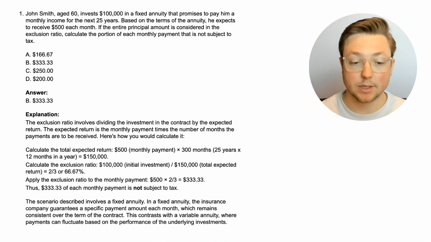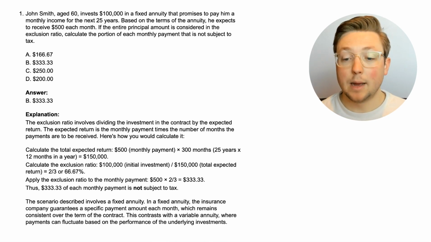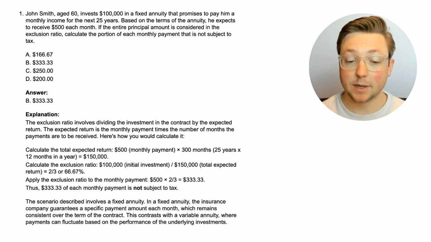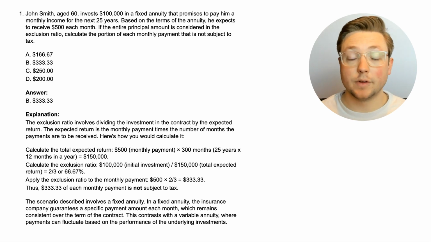So let's go through this. The exclusion ratio involves dividing the investment in the contract by the expected return. The expected return is the monthly payment times the number of months the payments are to be received. Here's how you would calculate it. So first, you take the total expected return, which is $500 each month, multiplied by 300 months, and you figure that out by multiplying 25 years by 12 months in a year. And that gives you a total of $150,000 that's expected over the course of the annuity to be paid out.